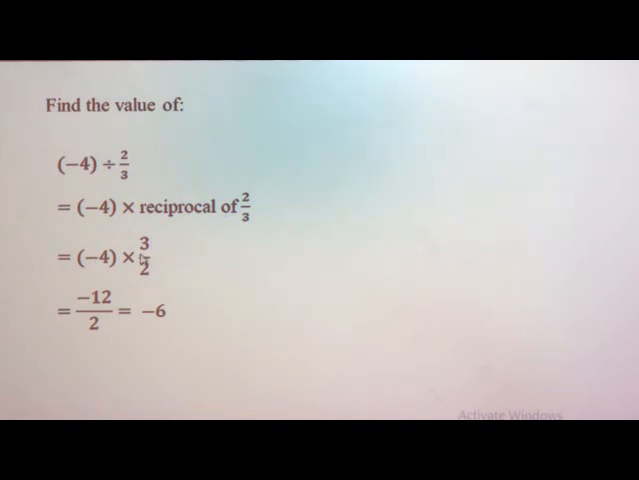In this way, when you get a multiplication of a fraction, integer or whole number, you know that numerator should be multiplied to numerator. So here we are getting minus 12 upon 2, and reduce if it is possible. So we get the answer as minus 6. We will have some more examples.